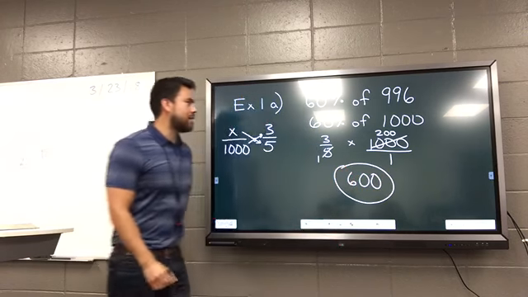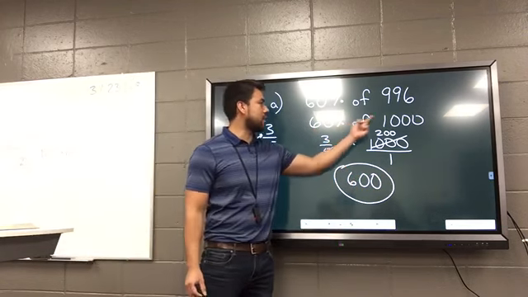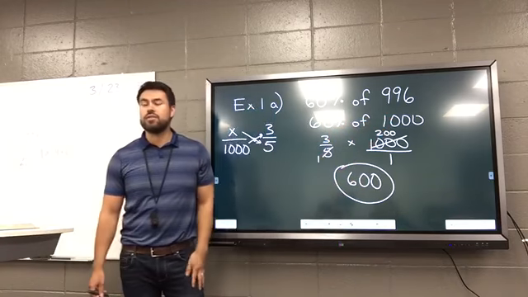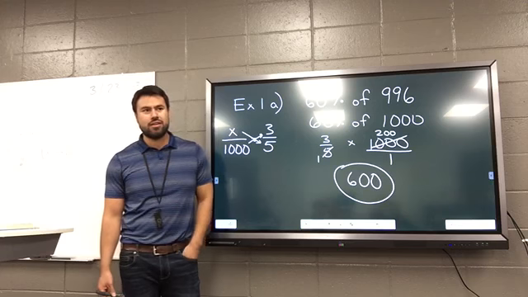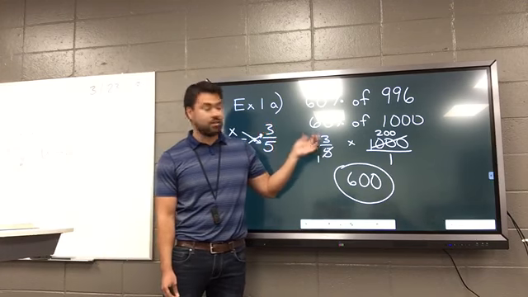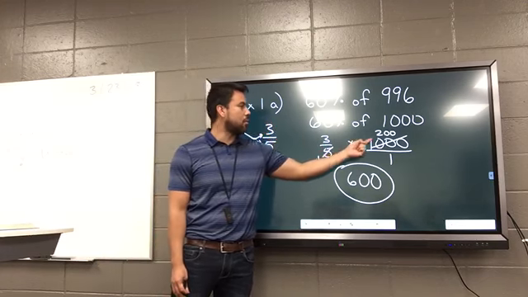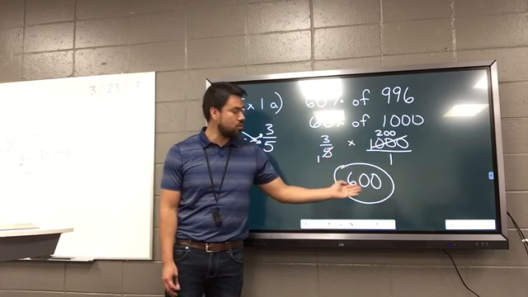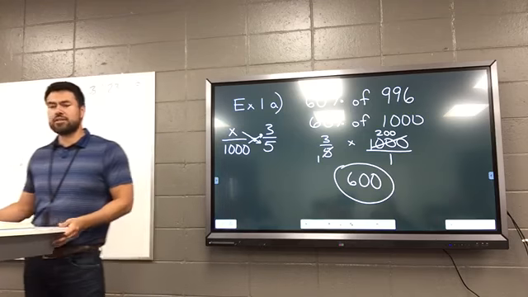600. But how many of you could have said 60% of 1,000 was 600? How many of you could have done that? Good. Then do it. If you're like, how did they do that? Just change it to a fraction, multiply, cancel if possible, you get your 600 that way. Either way is going to be fine.